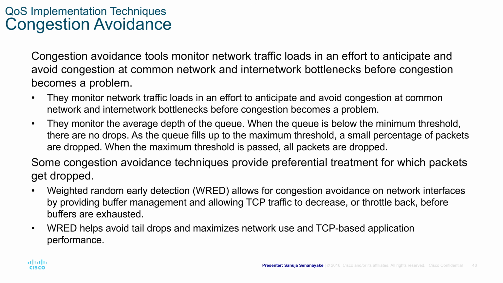Some congestion avoidance techniques provide preferential treatment for which packets get dropped. For example, weighted random early detection, also known as WRED, allows for congestion avoidance on network interfaces by providing buffer management and allowing TCP traffic to decrease or throttle back before buffers are exhausted. Therefore, WRED helps avoid tail drops and maximize network use and TCP-based application performance. So keep that in mind.